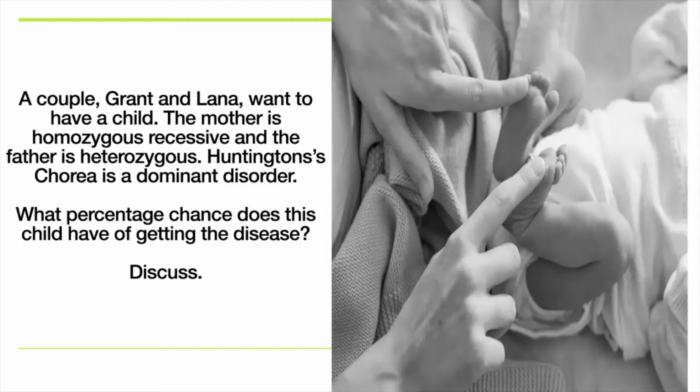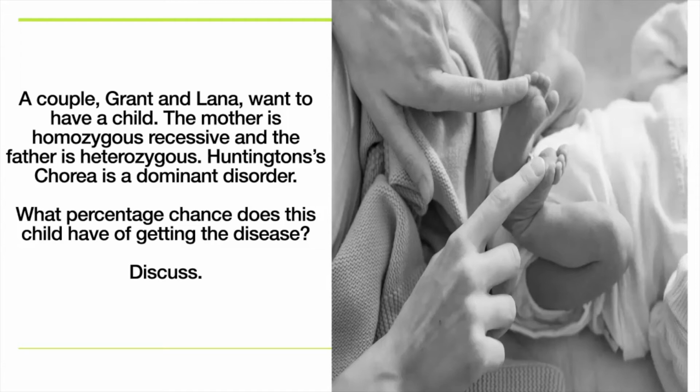So in this case, you would draw a table, and the mother is homozygous recessive. So that means that she would be small a, small a. The father is heterozygous. That means he is capital A, small a. The genotypes, as I just explained, explain the phenotype. So the phenotype would be if the parents actually have the dominant disorder, if they have Huntington's chorea.